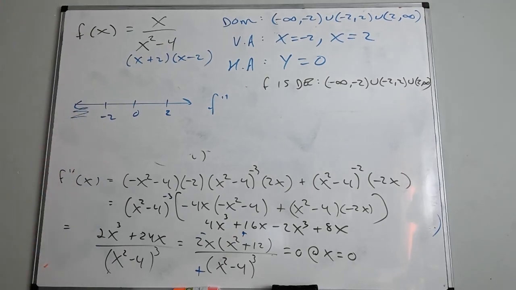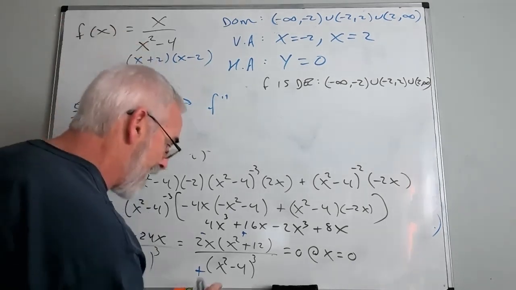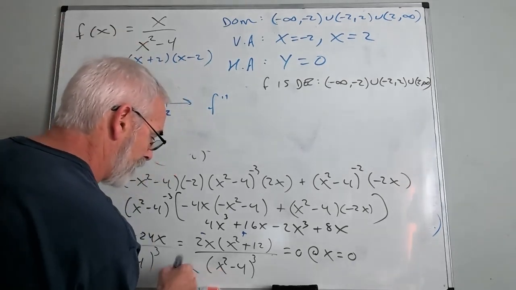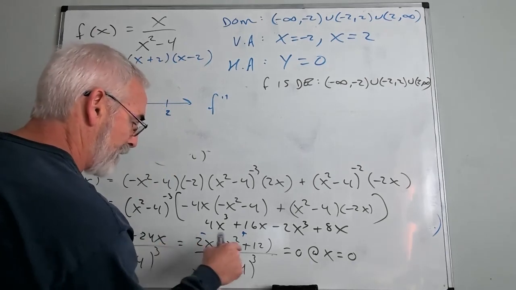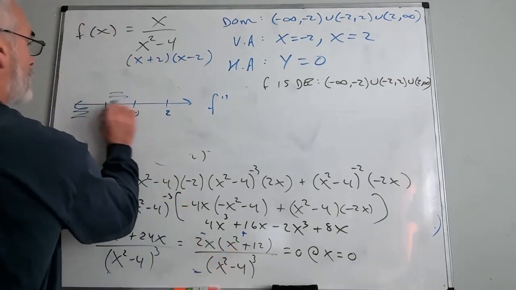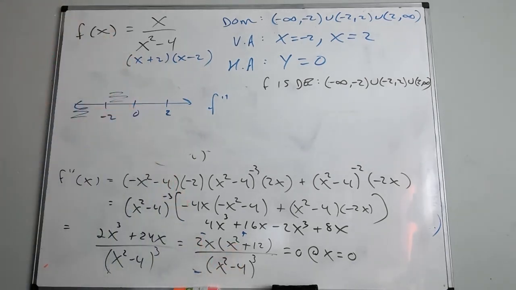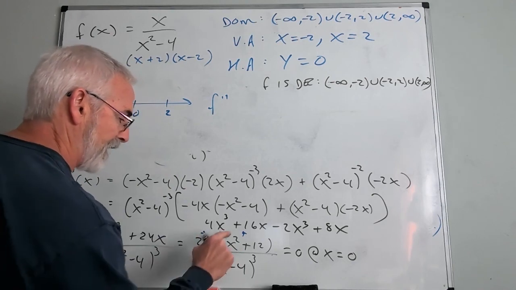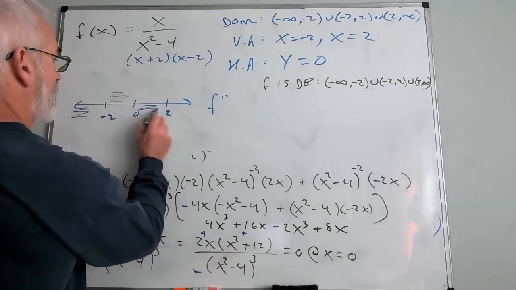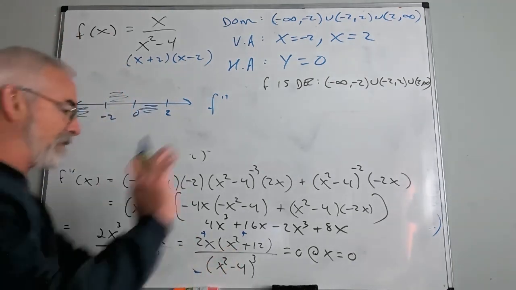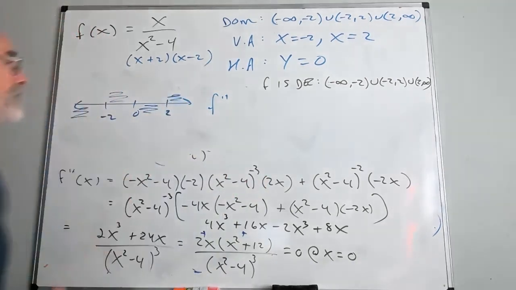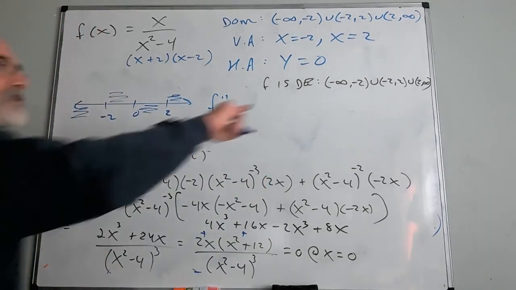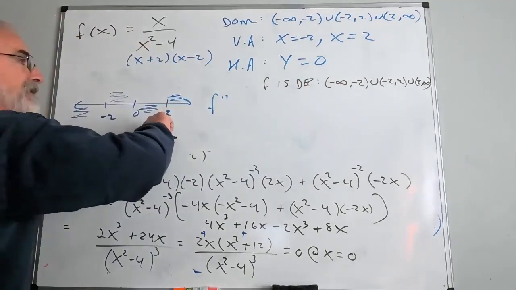If I pick a number between -2 and 0, how about -1? All right, -1, this is going to be negative. That's going to be negative. That's going to be positive. So I'm up here now. Pick a number between 0 and 2, like +1. That's still negative. This is now positive. That's positive. So I'm down here. And finally, pick an extremely large number. So this guy didn't change direction. This changes direction all over the place.